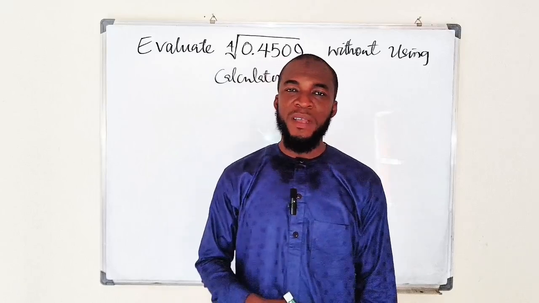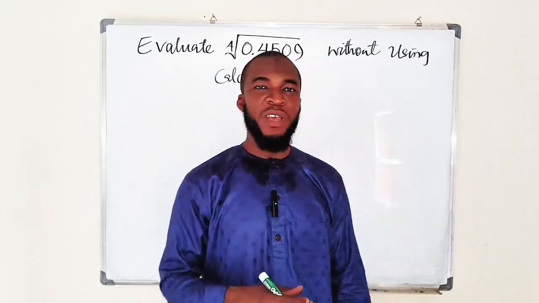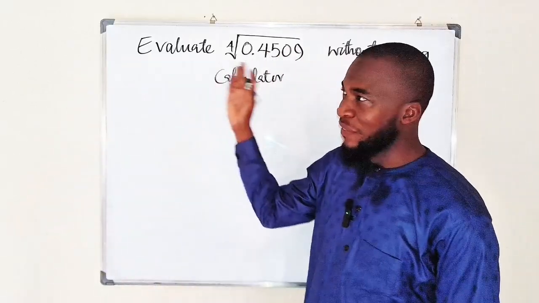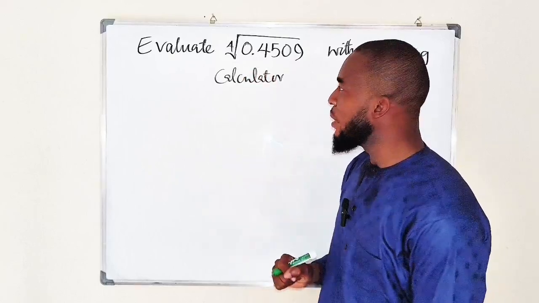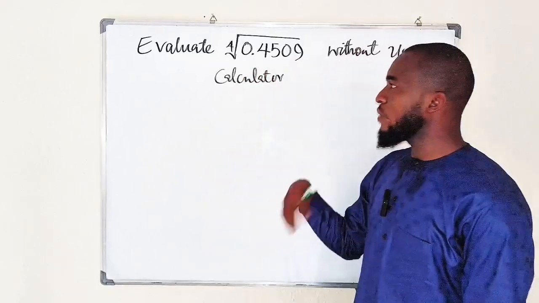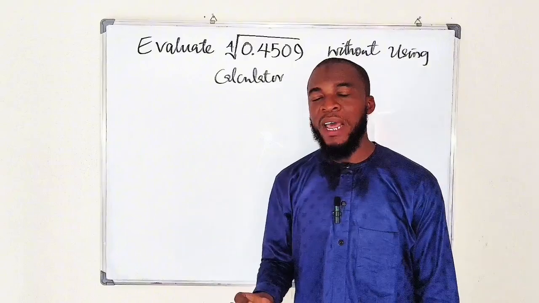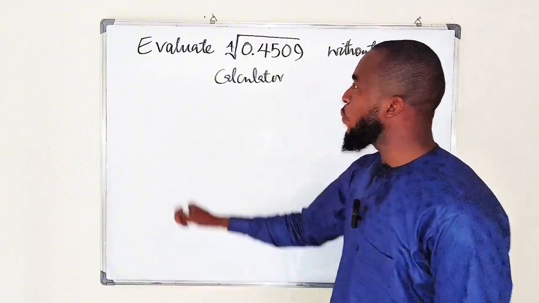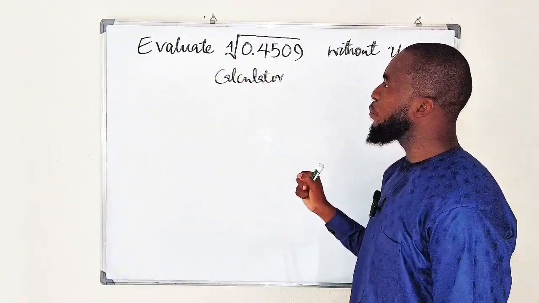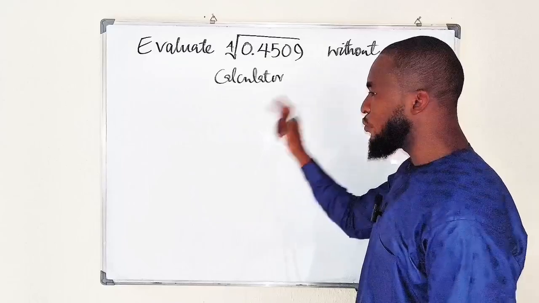Hello, good day viewers. In this tutorial, we are going to learn how to evaluate radical expressions like this without using calculator. So I picked this question from the set of questions Aisha Bande set for her class. You can follow her as well. We are asked to evaluate the fourth root of 0.4509 without using calculator.